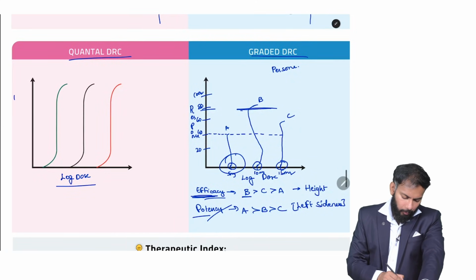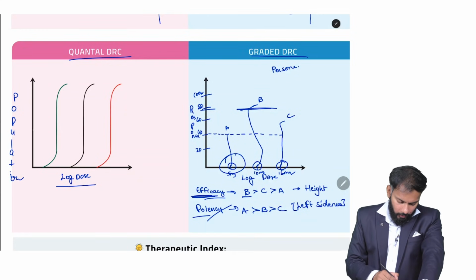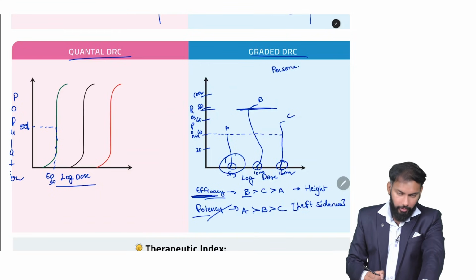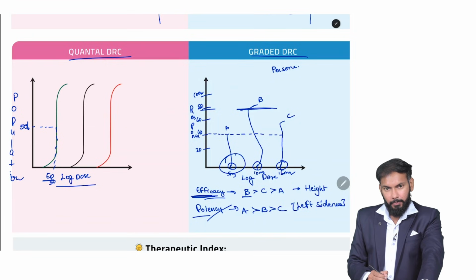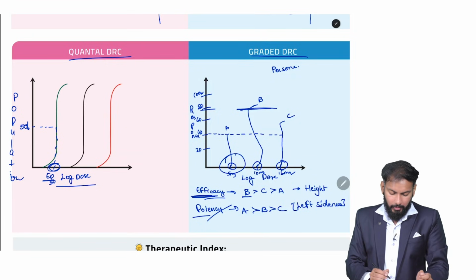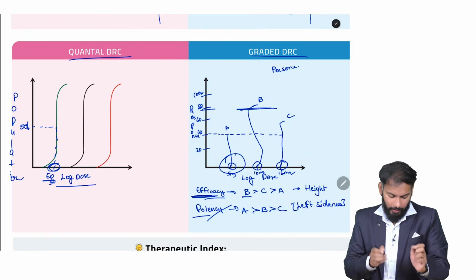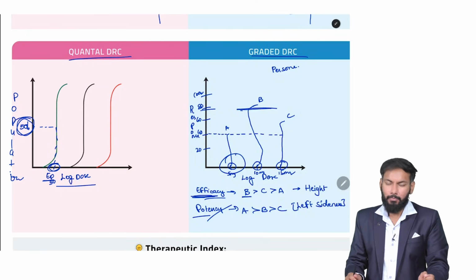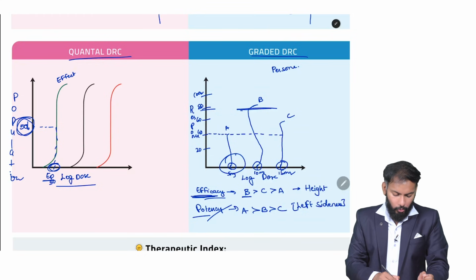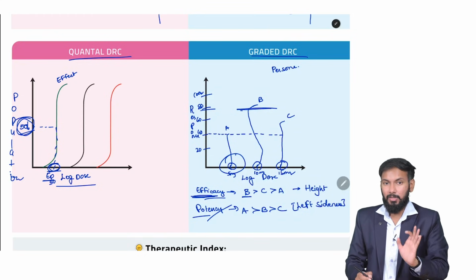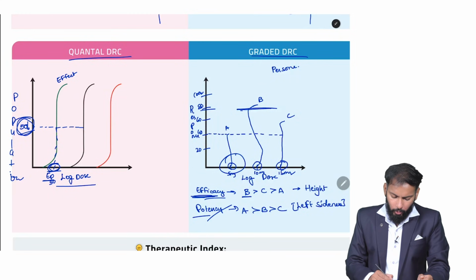Now quantal DRC is done in population. You can see here, this is what is known as 50% of population. So I call this ED50. ED50 means effective dose. That means the dose that is required to produce effect in 50% of population. So this is effect. To see effect in 50% of population, what is the dose? That is ED50.